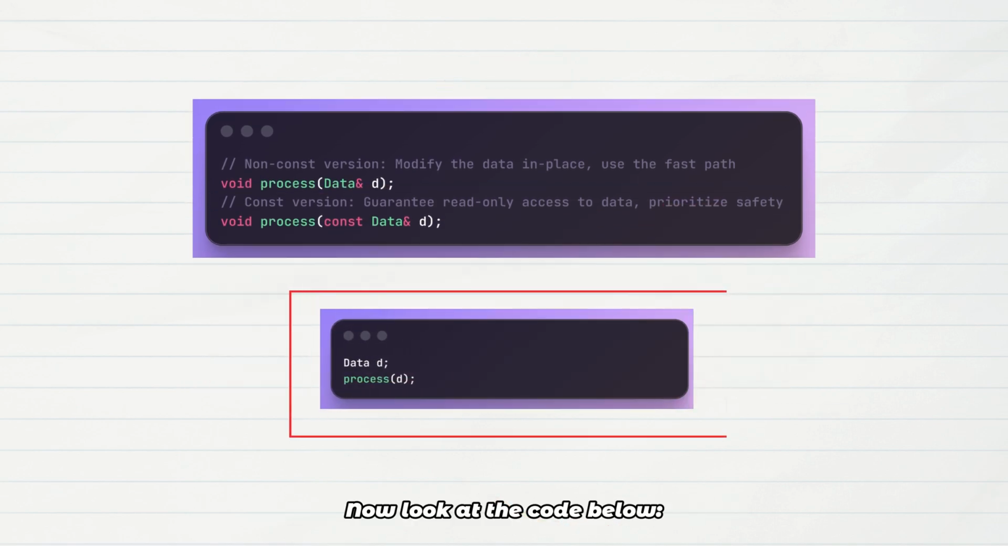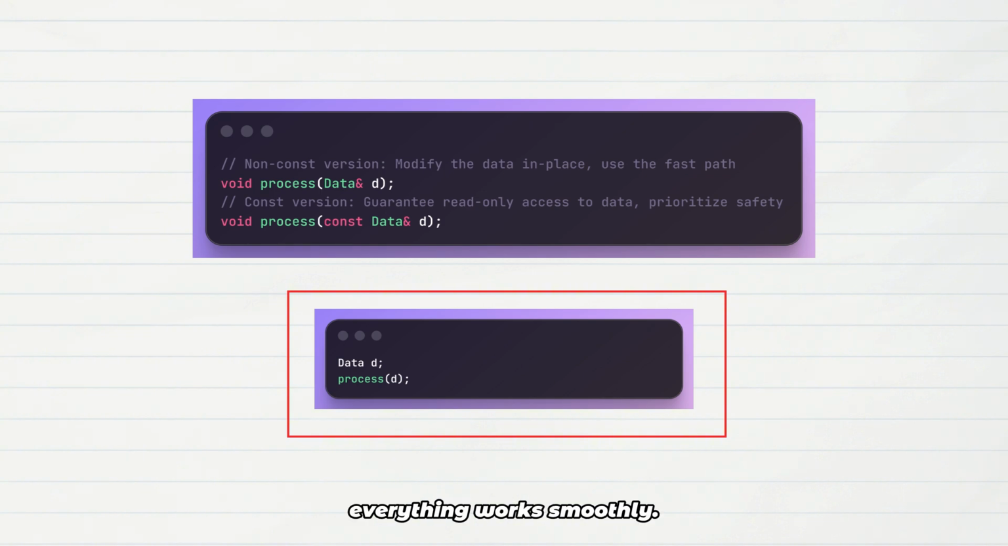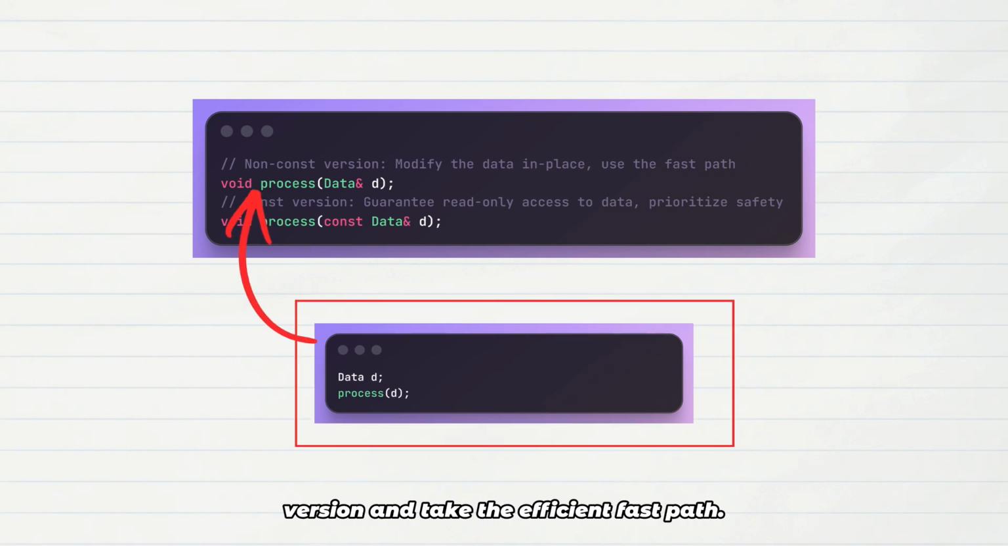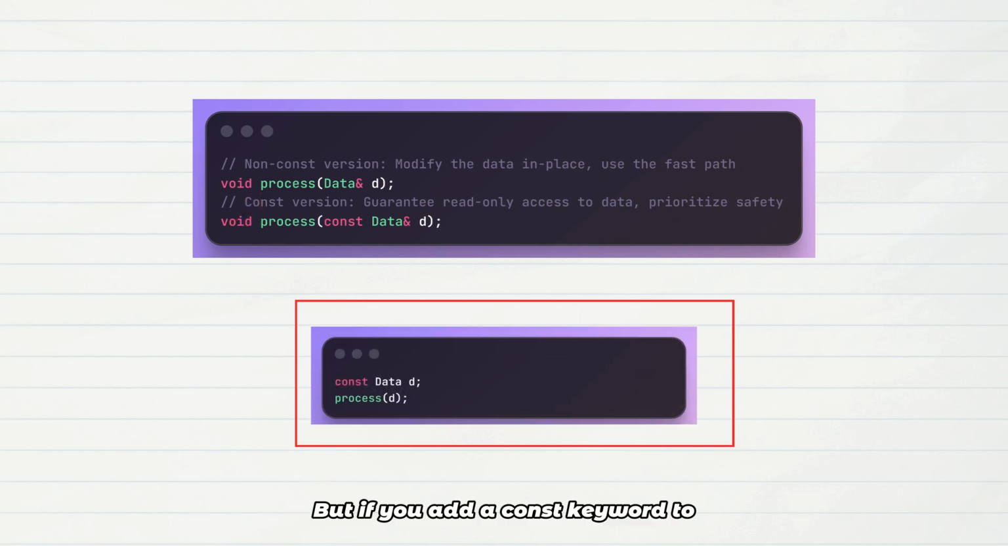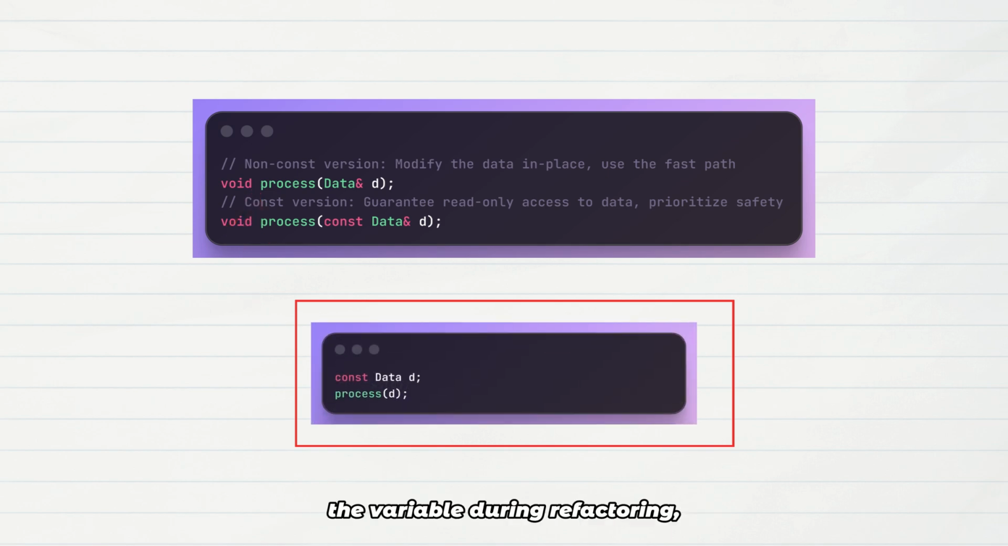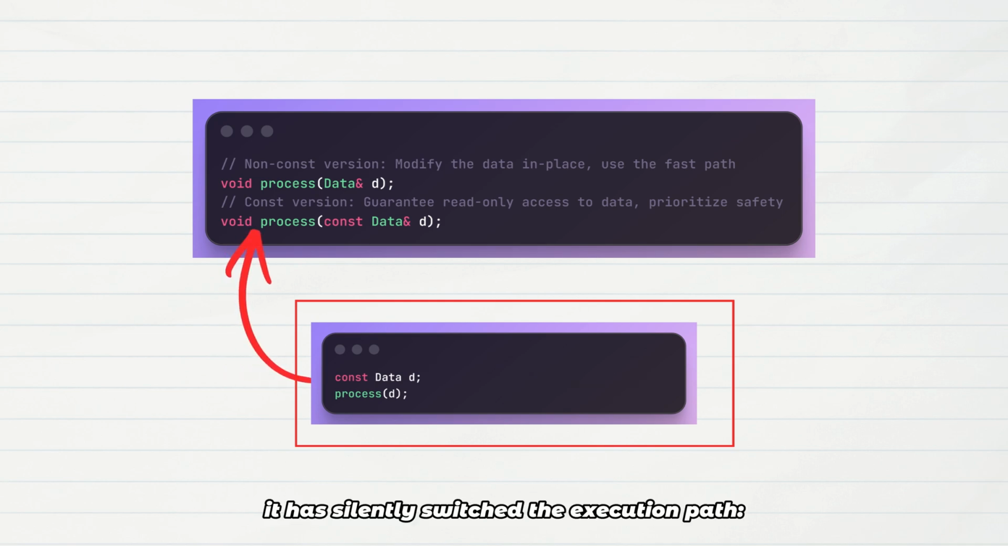Now look at the code below. When it runs, everything works smoothly. The compiler will match the non-const version and take the efficient fast path. But if you add a const keyword to the variable during refactoring, the code still compiles without issues and the logic seems unchanged. However, it has silently switched the execution path. Now it calls the const version.